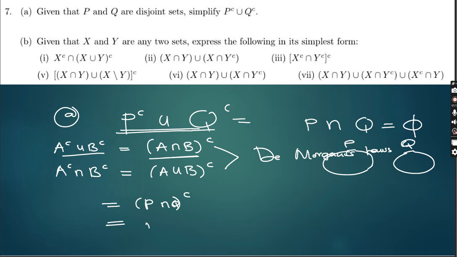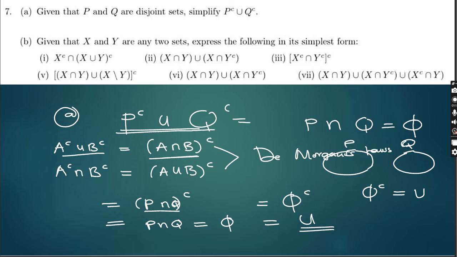But what do we know about P intersection Q? Since these two are disjoint sets, it is an empty set. So where there is P intersection Q, we are going to replace it with an empty set and a complement. Identity laws state that the complement of an empty set is the universal set. So the answer is going to be the universal set. Simplifying sets, guys.